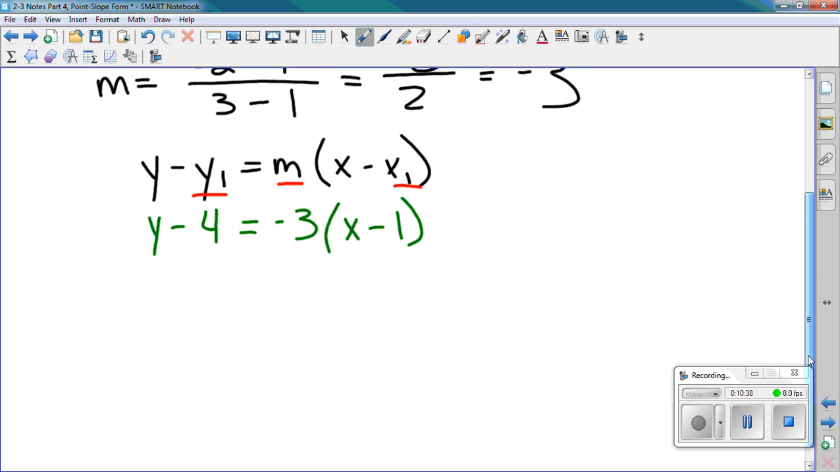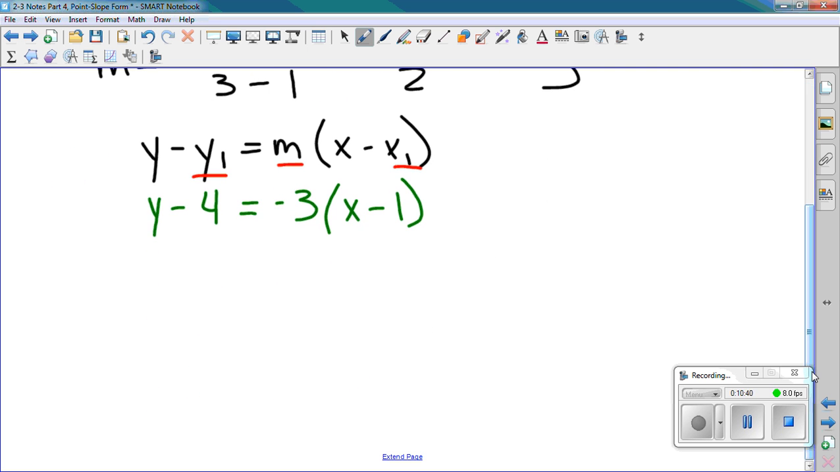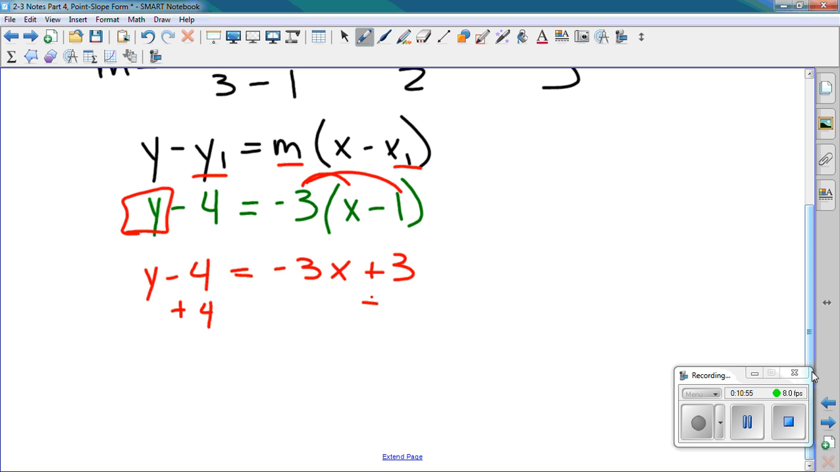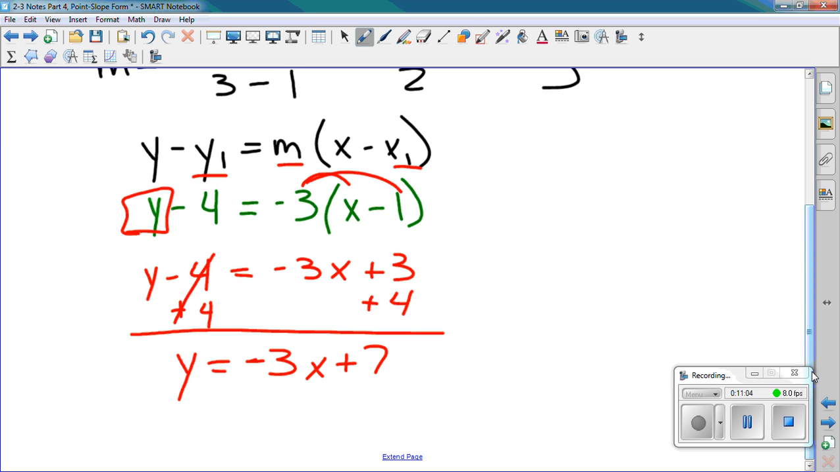Once I do that, I solve the equation for y. My y, first I want to go ahead and distribute this. So I have y minus 4 is negative 3x plus 3. Negative 3 times negative 1 is positive. Add 4. And I'm left with y equals negative 3x plus 7. All right, go ahead and start your 2-3 worksheet 4 using point slope.